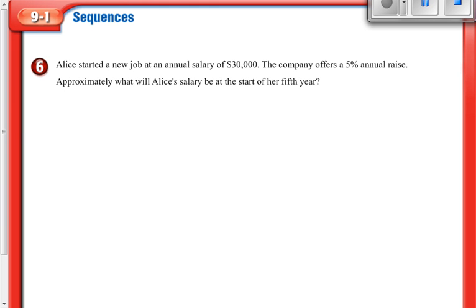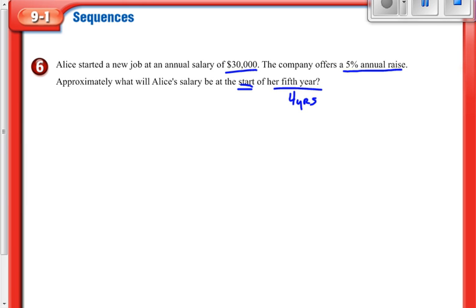Here's our realistic example. It says Alice started a new job at an annual salary of $30,000. The company offers her a 5% annual raise. Approximately what will Alice's salary be at the start of her 5th year? So basically, if it's at the start of her 5th year, she has completed 4 years.